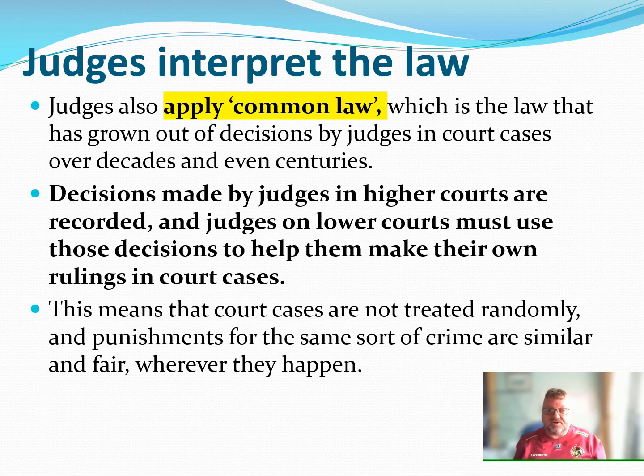Because that means that court cases aren't just a random thing, but the punishments for the same sort of crime are similar and fair wherever they happen. So that means if I'm caught speeding at 120 miles per hour on the motorway in Devon, and caught speeding at 120 miles per hour on the motorway in Scotland, or the Lake District, or London, my sentence, no matter which court I end up at, will be similar, because the law should apply evenly across the whole country.